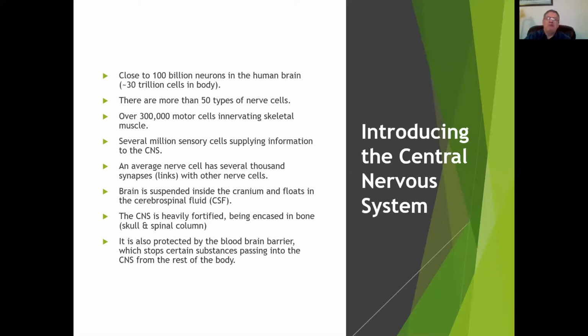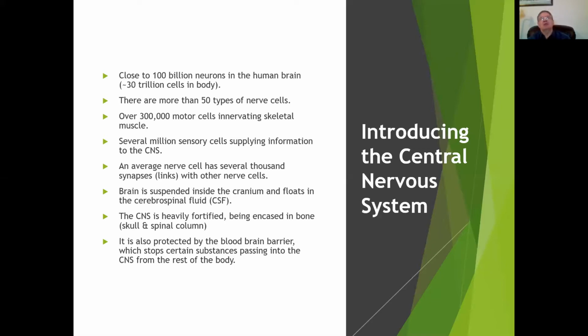There are also more than 50 types of nerve cells, over 300,000 motor cells innervating skeletal muscle, and several million sensory cells supplying information to the central nervous system. An average nerve cell has several thousand synapses with other nerve cells. So that means there are trillions and trillions of connections in the brain. So it gets to be a very complicated network.